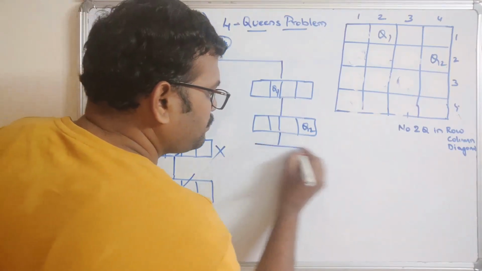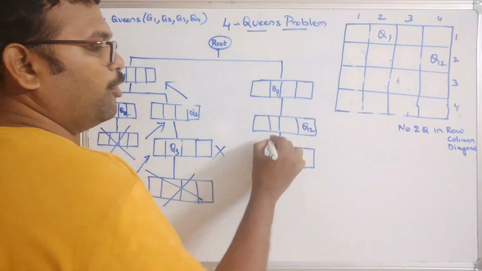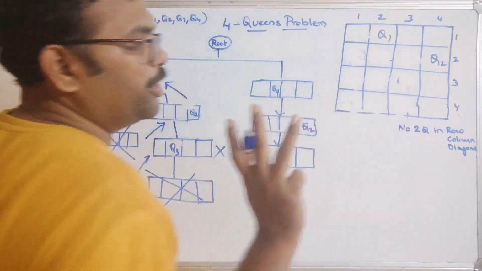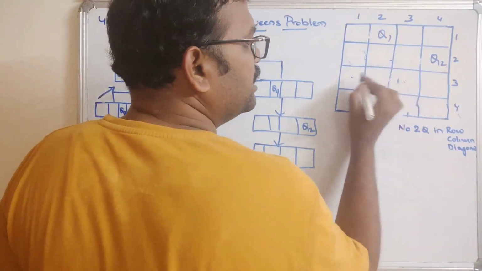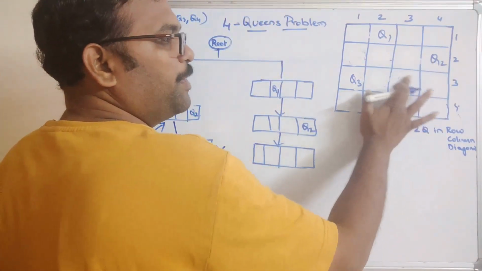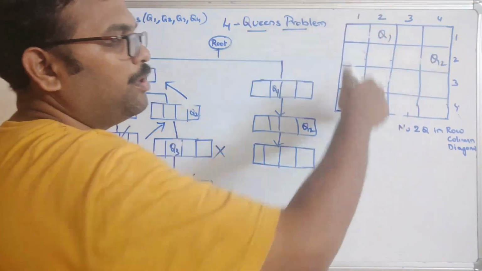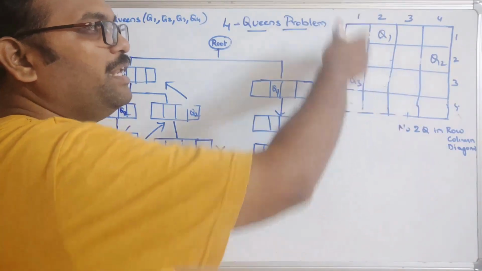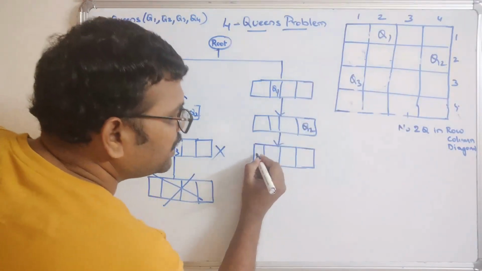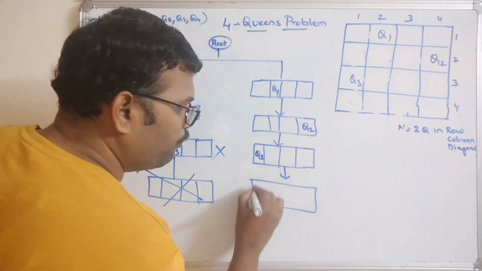Then what about Q3? There are only two possibilities, Q3 in this place and in this place. What happens? See, this is a diagonal, so we can't place it here. What about here? Yes, we can place Q3 here. There is no violation of rules because no other queen is in the same row, same column, or diagonal. So Q3 can be placed in the first position, and from this we can go with Q4.